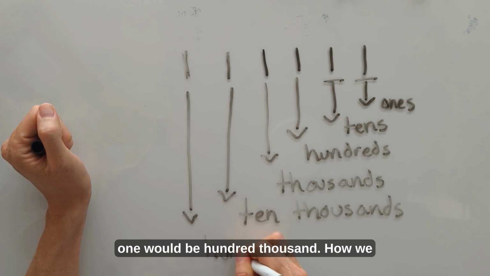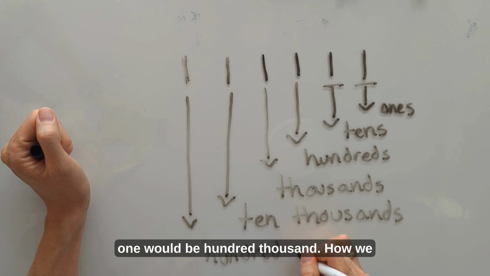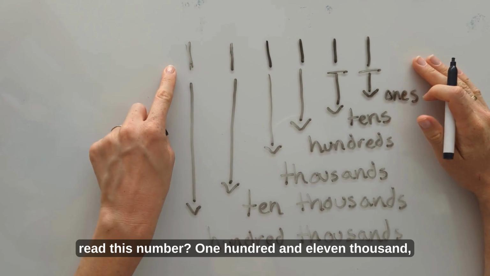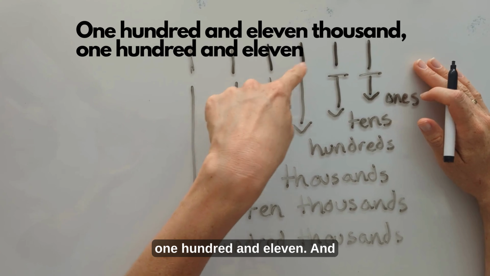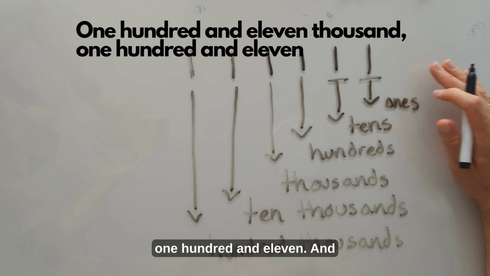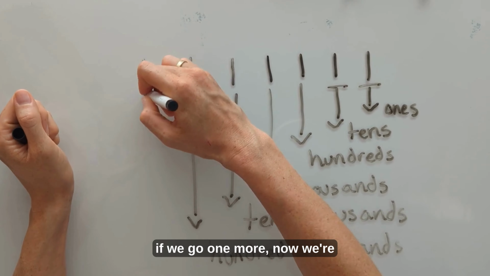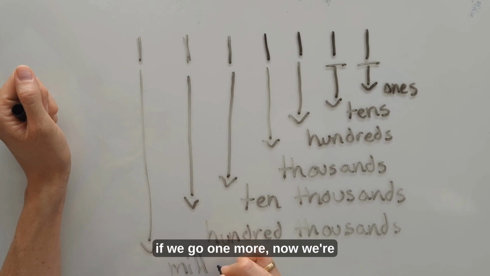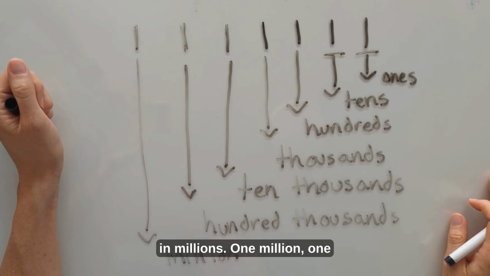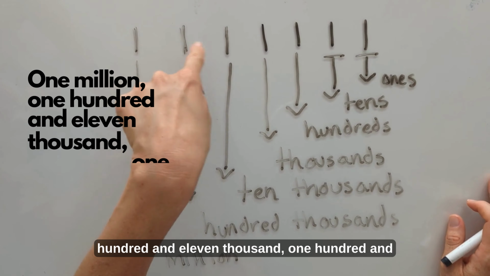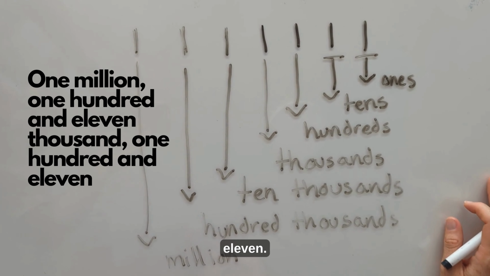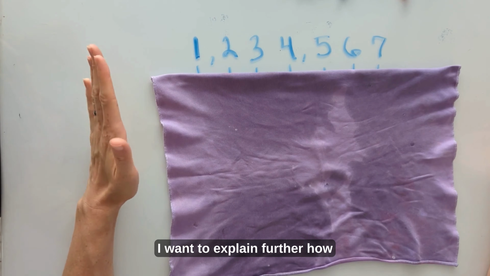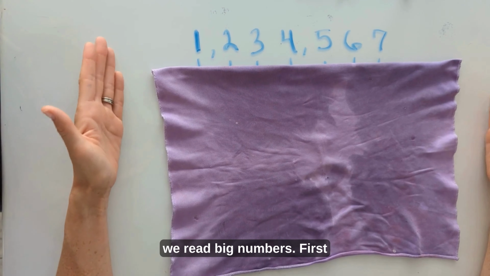If we go one more, this one would be 100,000. How to read this number? 111,111. And if we go one more, now we're in million. 1,111,111. Okay, so I have this big number here, and I want to explain further how we read big numbers.